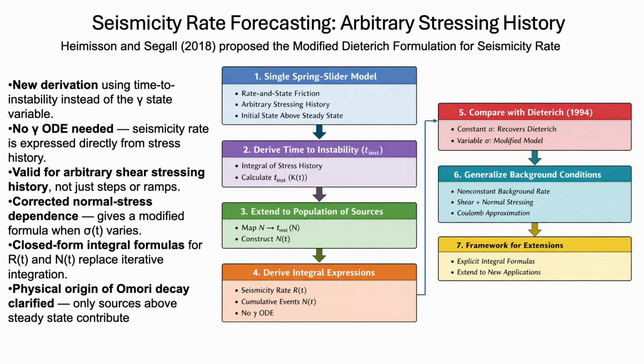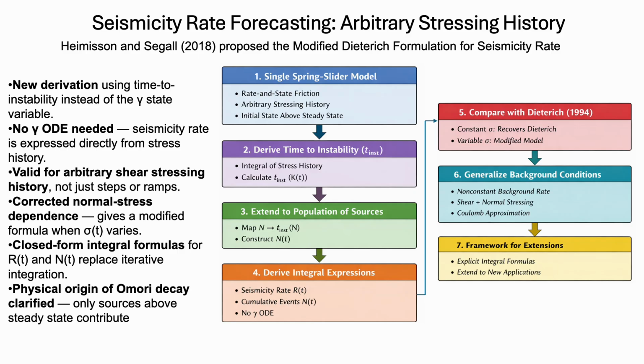So in order to modify the Dietrich model, Heimisson and Segall in 2018 proposed the modified Dietrich formulation, wherein they went ahead and relaxed some of the assumptions of Dietrich and came up with a much more physically meaningful formulation of the 1994 Dietrich model. So in this new formulation, the time to instability that it takes for a source to nucleate is used instead of the gamma state variable, which is very abstract. So gamma is not needed, it is completely eliminated in this case.